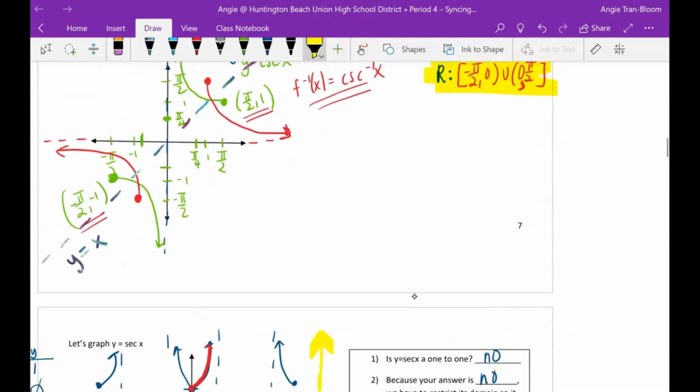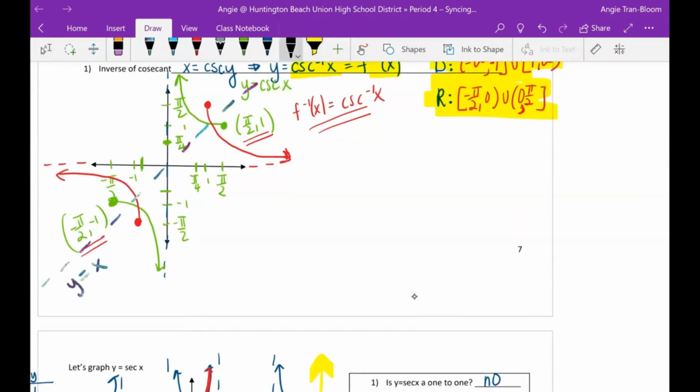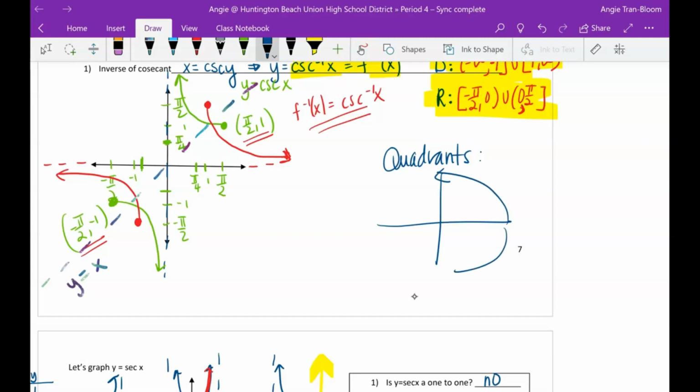Which reminds me, I forgot to tell you about the quadrants for cosecant. So can you go back up to the notes and fill in the quadrants? For cosecant, we talked about positive pi over 2 and negative pi over 2. So the quadrants for cosecant are 1 and 4. Okay, 1 and 4.